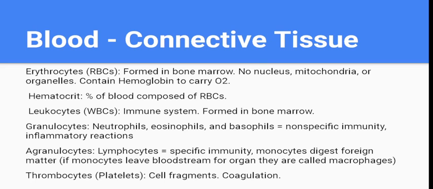Leukocytes are your white blood cells. These are your immune system. They're also made in the bone marrow. Granulocytes are neutrophils, eosinophils, and basophils, or BEN. I remember them as Ben. That's the only way I can remember them. These are non-specific immunity and inflammatory reactions.